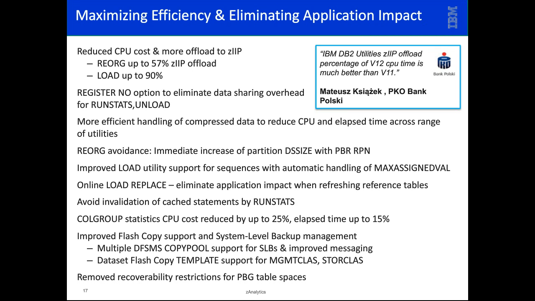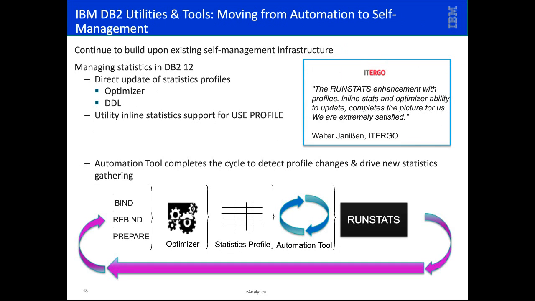Slide number 18. Our strategy again for automation is to do self-management. If you look at the chart at the bottom, today when you do a rebind, a bind, or a prepare, that information is fed to the optimizer, who in turn will update the stats profile, as we know. Automation tool today can read the stats profile and build the correct RUNSTATS syntax to feed into the bind and rebind again. So all this works together. When you bind or rebind, the optimizer gets the information and updates the stats profile. Automation tool can then use that information to build the right syntax.